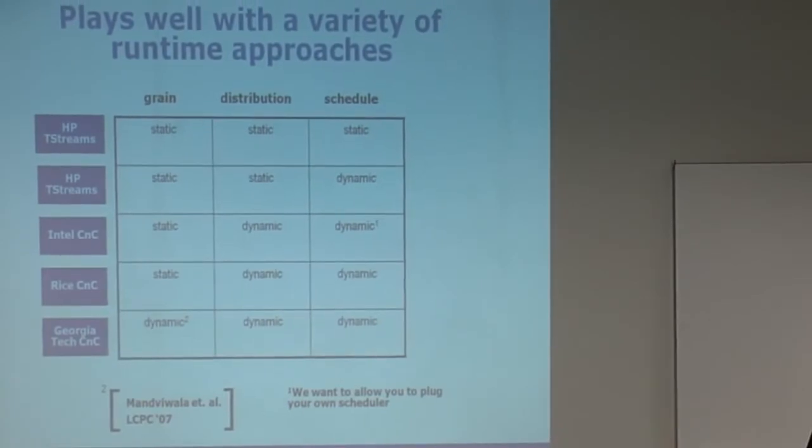Here are a bunch of, just to drive home the fact that this back end could be a lot of different things. To define a back end, you might want to define 3 different things: how the grain size is determined, how the distribution across the processors is determined, and how the scheduling within the processor is determined. So at HP, this stuff was called T-streams, for tagged streams.